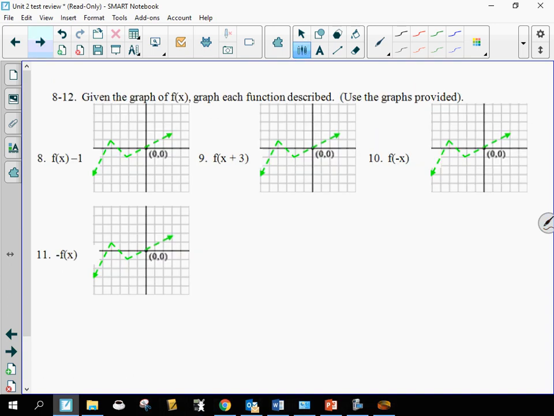Okay, for these, the green function here is the primary function. So they're asking what happens to the function as I shift up or down. For this one, the -1 outside is going to shift all the points down 1. Sorry, my smartboard's a little bit off. This one is going to shift all the points to the right 3.